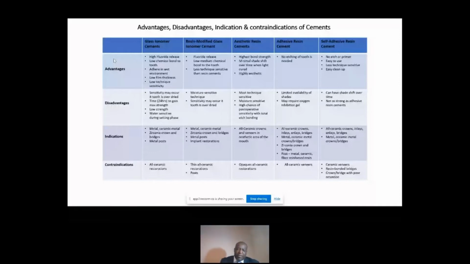And the indications have a wide gamut because they are self-etching. They could be used in all ceramic crowns. They can be used in onlays, inlays, bridges, metal and ceramic work. And the contraindications are veneer cases, for which you would use an aesthetic resin cement.